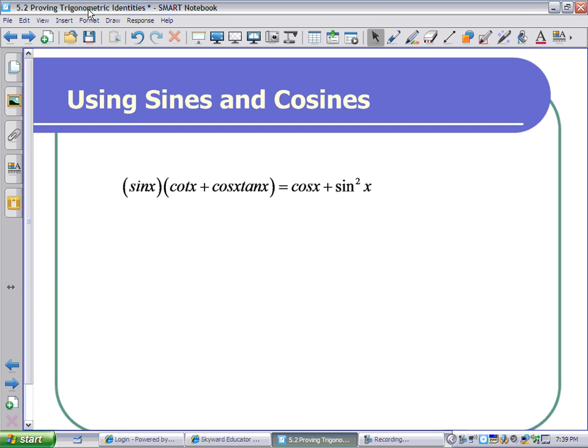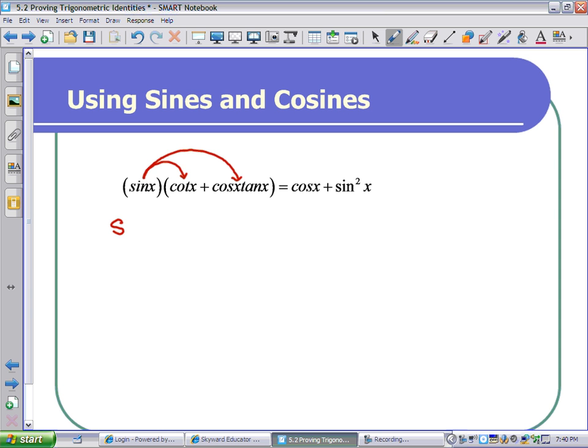Here we're looking at proving trig identities using sines and cosines. And you want to work with the more complicated or the messier side of the equation. So when I look at the left-hand side, that's messier than the right-hand side. And I notice that I've got sine x by itself being multiplied by a binomial here. So you want to distribute sine of x into your parentheses.